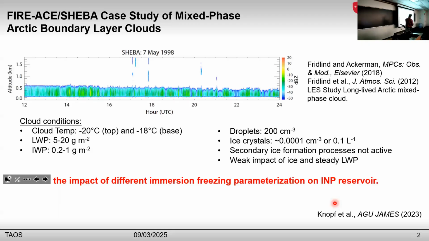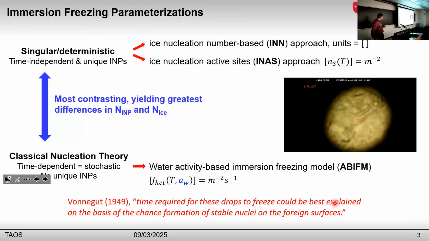A lot of LES studies, and Anne Fridlind and others, have pointed out that if you use a typical parameterization in our community, the cloud dies out in an hour or so, makes no ice anymore. And I'll show that. So we went back to this case, trying to use an LES-informed model to study different immersion freezing parameterizations to get the ice crystal number right, starting from aerosol particles.